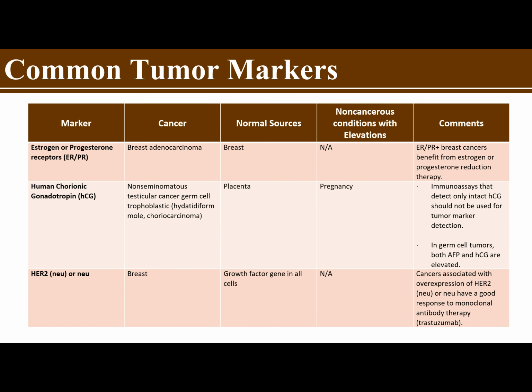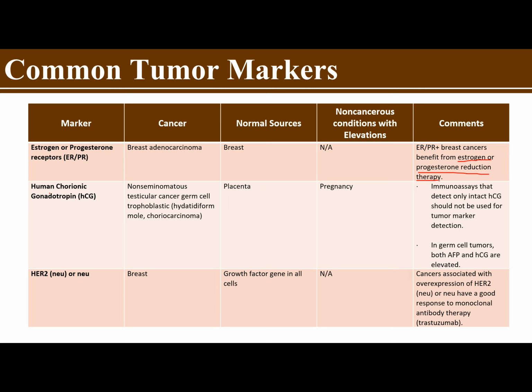Then we also have your estrogen or progesterone receptor, also known as your PR receptor. This is a marker for your breast adenocarcinoma. Normal sources would be breasts. Comments would include that ER and PR positive receptors, breast cancers benefit from estrogen or progesterone reduction therapy.